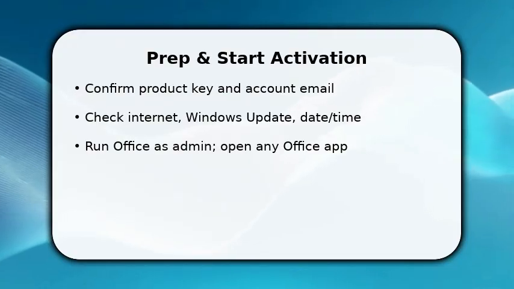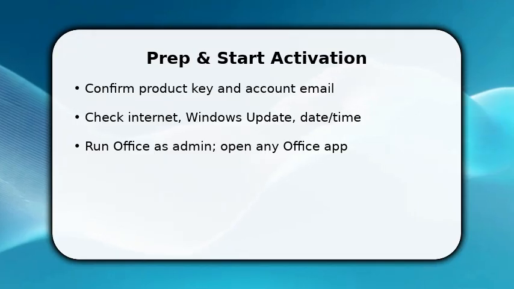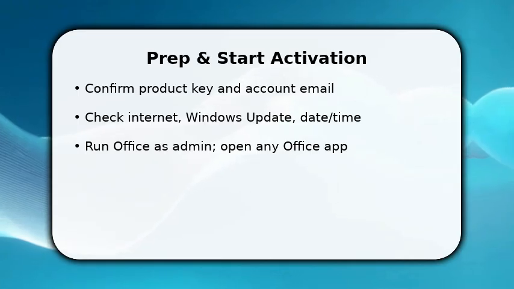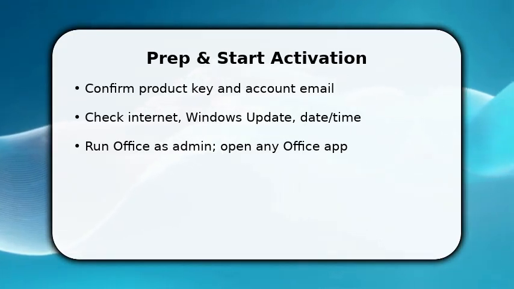You start by gathering essentials, your 25-character product key and the Microsoft account tied to Office. Make sure Internet is on, Windows Update is current, and system date/time is correct because activation talks to Microsoft servers. Once done, right-click an Office app and choose Run as administrator to avoid permission blocks.